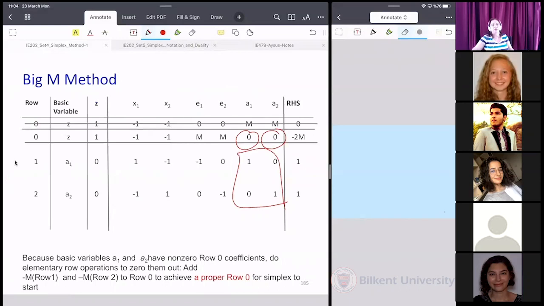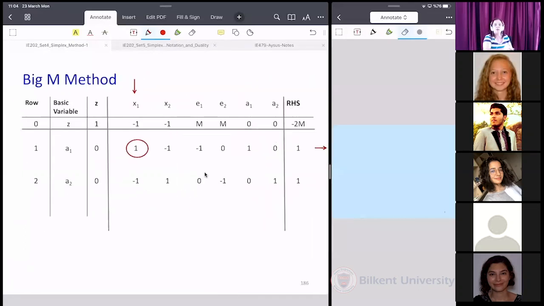Which I showed it to you already. But now I have 2 negatives, all right? It doesn't matter which you choose. So let's start with x1. Let's say x1 is entering. Both are fine. You can choose one arbitrarily, right? Okay. So if x1 is entering, I have to do a ratio test. Now this row is not valid because its coefficient is negative. So I only have one option. A1 is leaving and x1 is entering, right?